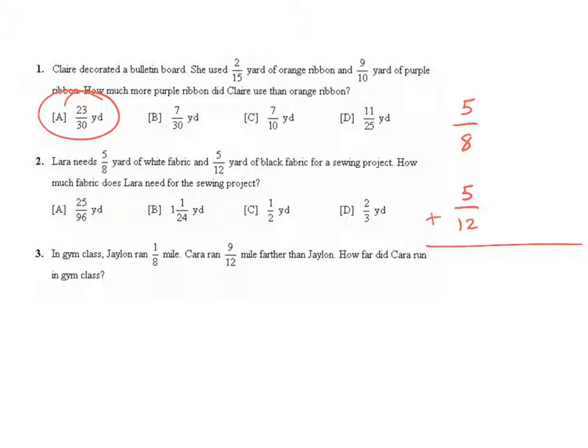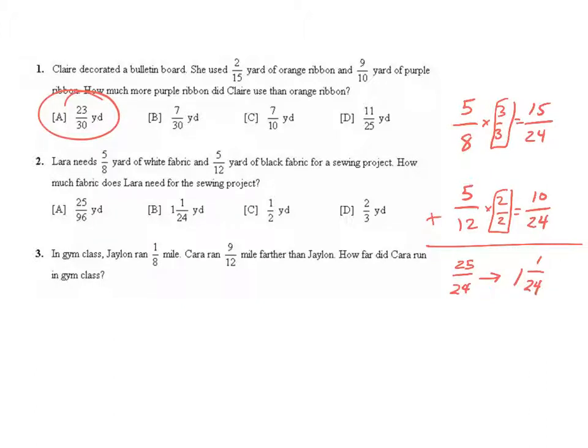I'm going to count by 12s to find a common denominator. So 12 and then 24. 8 goes into 24 three times. So 5/8 times 3 over 3 is 15/24. 12 goes into 24 twice, so 5/12 times 2 over 2 is 10/24. 15 plus 10 is 25/24, but that is an improper fraction, so we're going to change that to a mixed number by dividing. 24 goes into 25 one time, with one remainder that's called a 24th. So in all, Laura needs 1 1/24 yards of fabric.